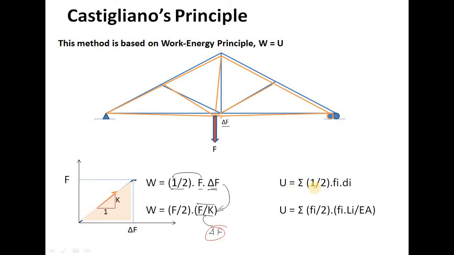The total strain energy stored in the structure is the summation of half of Fi, that is the component forces because of the externally applied force, and Di is the deformation in each and every component. So this U represents the total strain energy stored in the structure, and I can represent this as U is equal to the summation of Fi by 2 times Di, and Di is actually given as Fi Li divided by EA. This is the deformation in each and every component, where Fi is once again the component forces, Li is the length of each and every component, E is the Young's modulus, and A is the cross-sectional area.